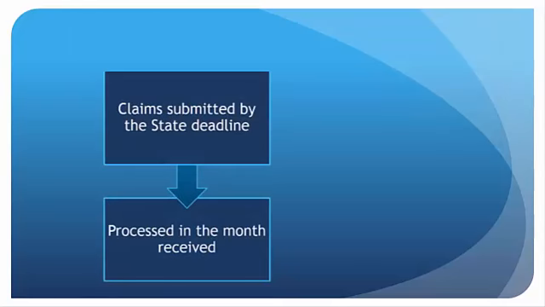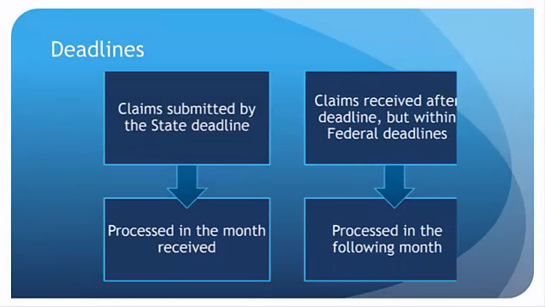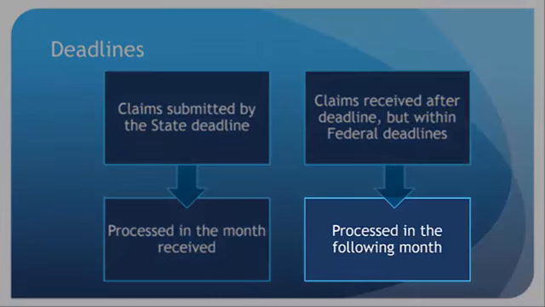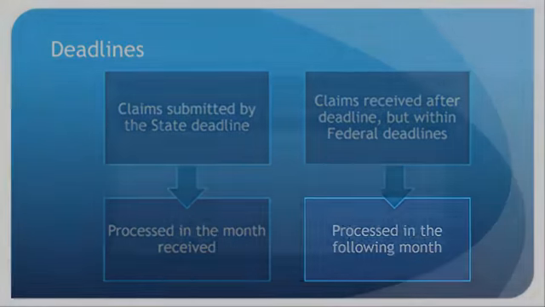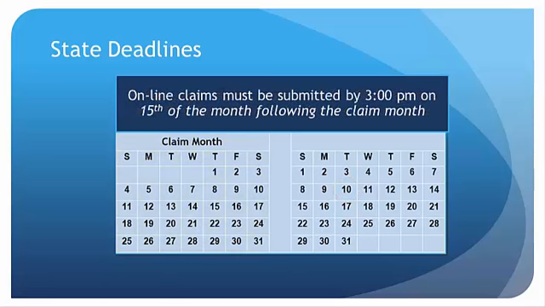If claims are submitted by the state deadline, they are processed in the month received. If claims are received after the deadline but within federal deadlines, they will be processed in the following month. Mailed paper claims must be at the state agency on the 10th of the month that follows the claim month. Online claims must be submitted for processing by 3 p.m. on the 15th of the month that follows the claim month.